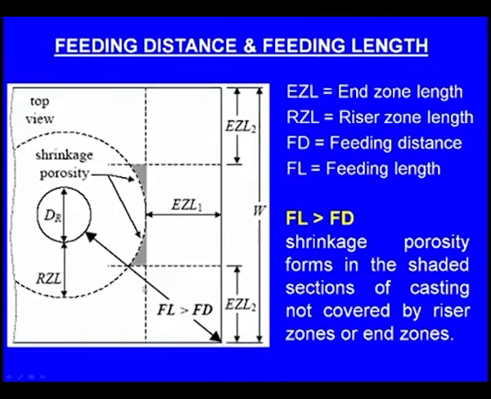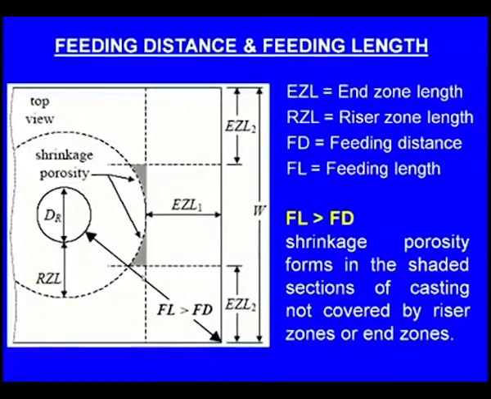Now you can see there is a gap. The sum of this riser effect, this end effect and that gap, the sum of these three components, is known as the feeding length, which is the actual length of the casting measured diagonally in this case. So here we can conclude that feeding length is greater than the feeding distance.